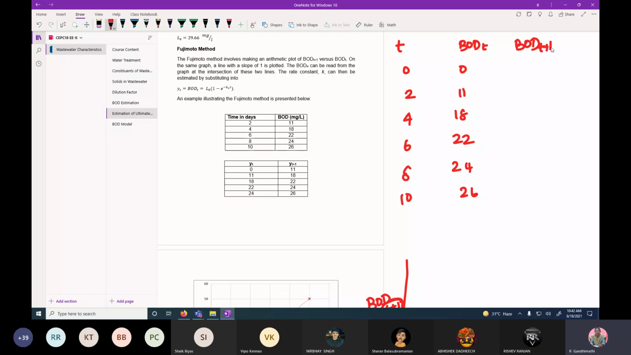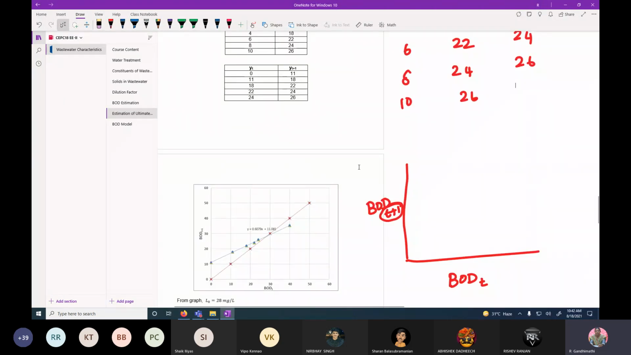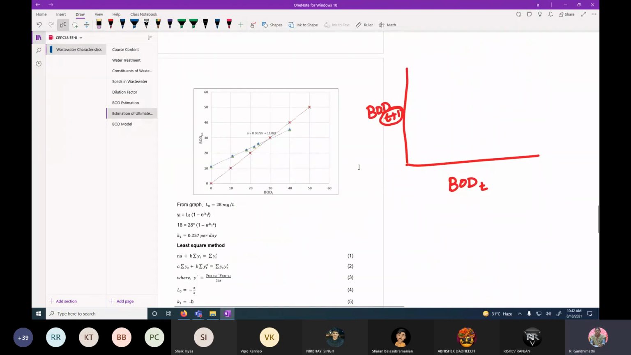That is the data corresponding to the time t equal to 0. The next time period is 2. Corresponding to this, the value is 11. Therefore, it is 11. Then similarly for 2, the next time level is 4. Then the corresponding BOD data is 18. Like this, you have to fill this column and then draw the plot between BODT versus BODT plus 1.